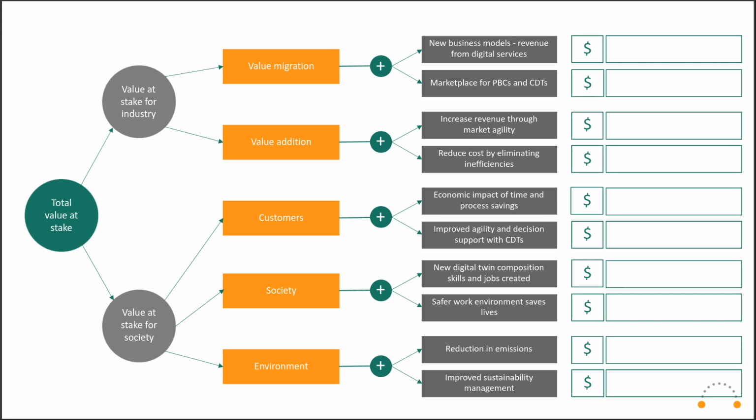And those are very definitive, or quantifiable, measures that you can describe in terms of what the value of that is, and by being able to do it quicker, so improved agility. So when we're getting to what they refer to as the value at stake for society, when we start looking at the impact of process savings, decision support, the skills that are being created.